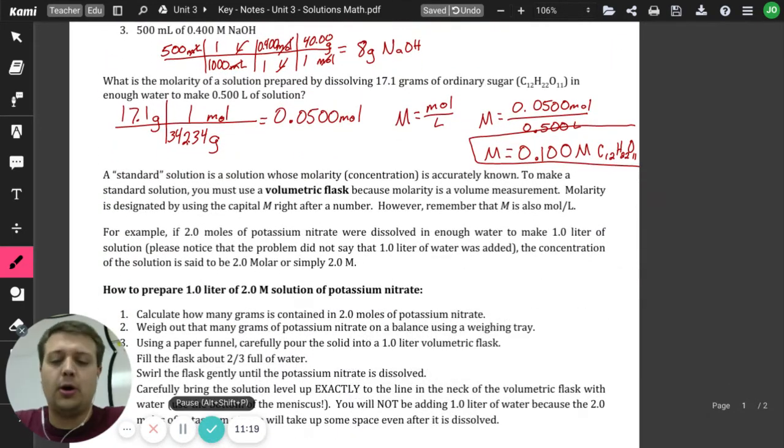So we are going to keep on moving. First off, we do need to keep in mind that when we are making a solution, we do need to use a volumetric flask.